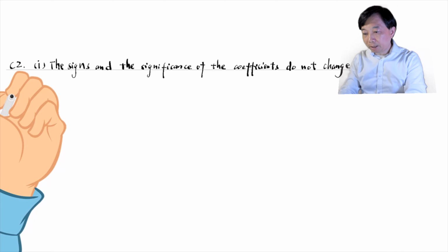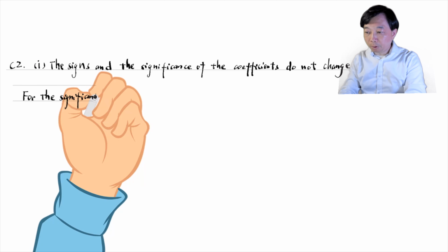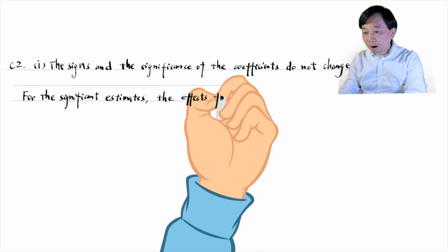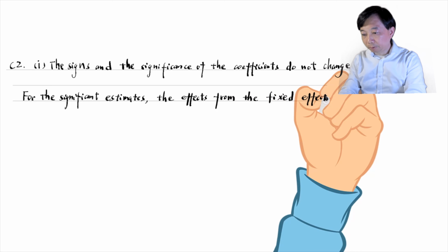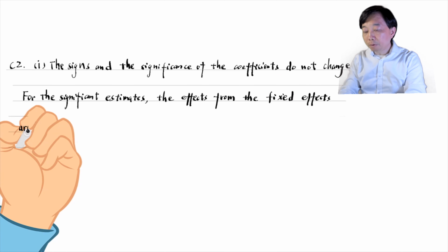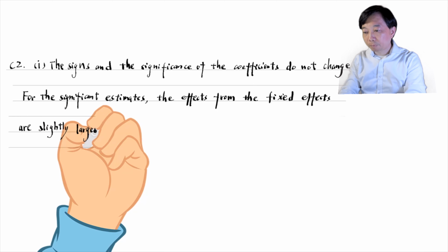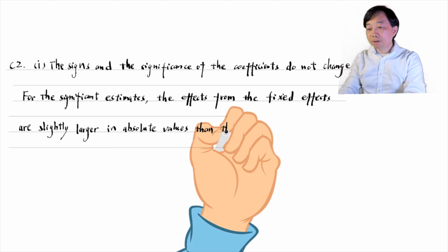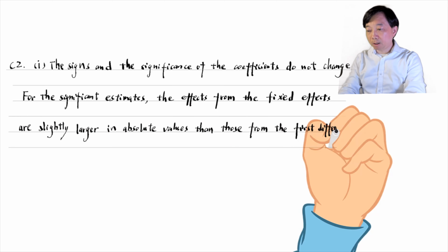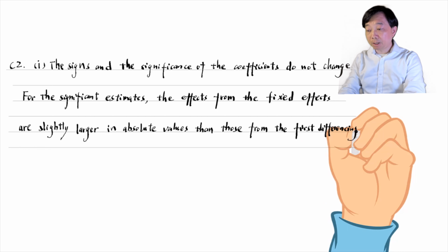For the significant estimates, the effects from the fixed effects are slightly larger in absolute values than those from the first differencing. For example, a 1% increase in the probability of arrest is predicted to lower the crime rate by about 0.33% from the first differencing, and the effect is about 0.36% from the fixed effects.